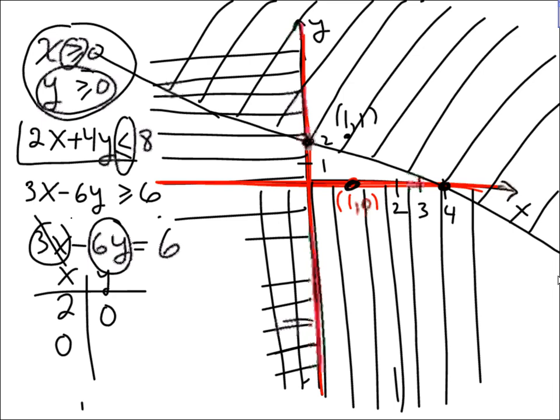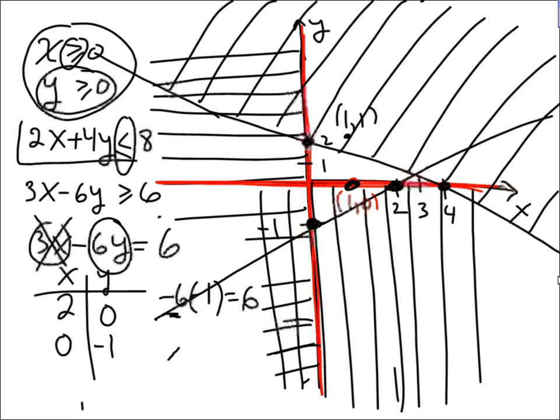Now, let x be 0. So this is as if it's not there, and you have negative 6y equals 6. Negative 6 times some number is 6. Please don't tell me that the answer is 1, because that isn't 6, it's negative 6. So y is negative 1. We cross the x-axis at 2, and the y-axis at negative 1. So here is my new line.